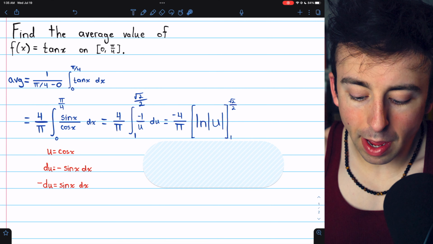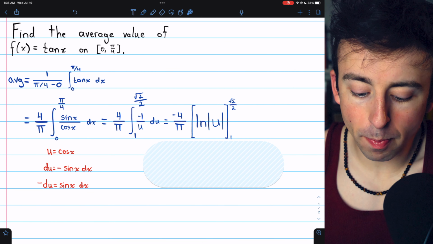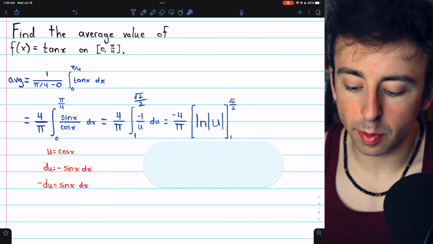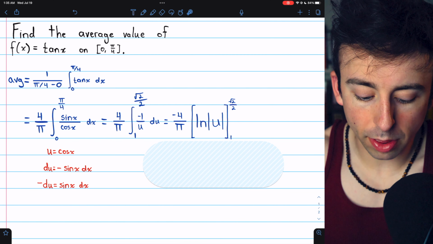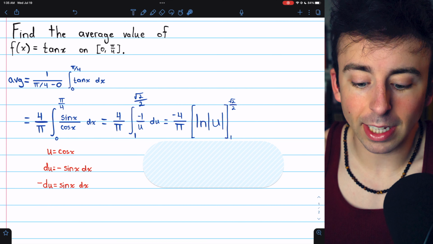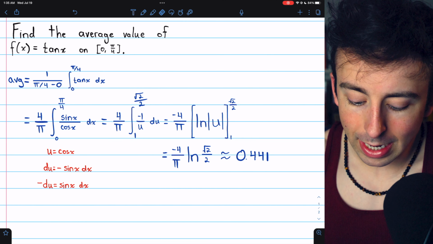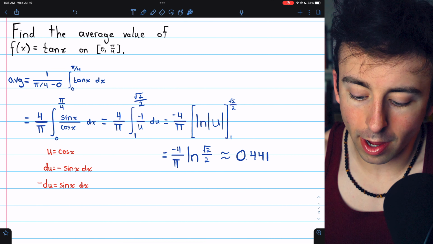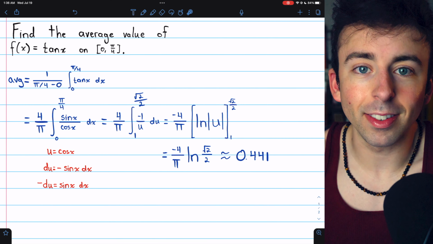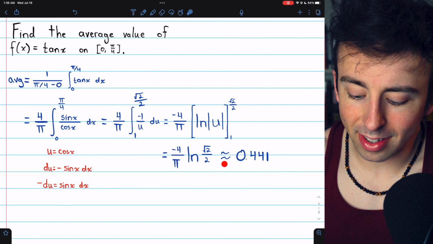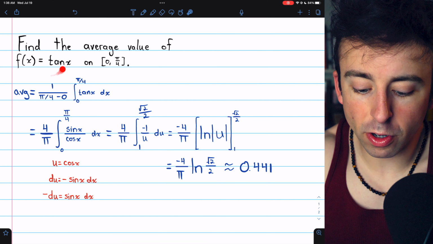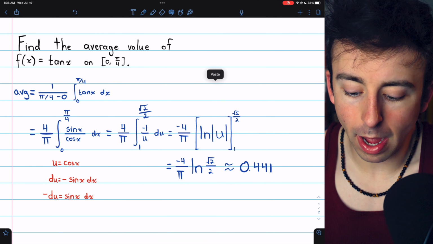We can bring the negative out front, so we have negative 4 over pi, and then the integral of 1 over u is just the natural log of u. We don't have to replace it with cosine x because we put the bounds in terms of u already, so let's just plug in those bounds and evaluate. In this case, we have the natural log of root 2 over 2, and when we plug 1 in there, the natural log of 1 is 0. So this is all we've got, and this is about 0.441. And that's the average value of tangent of x on the interval from 0 to pi over 4.